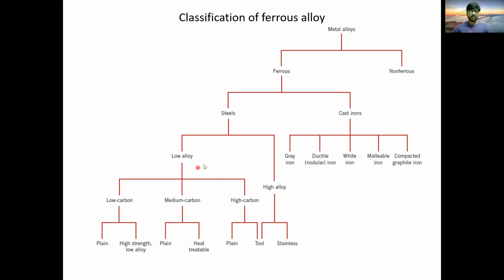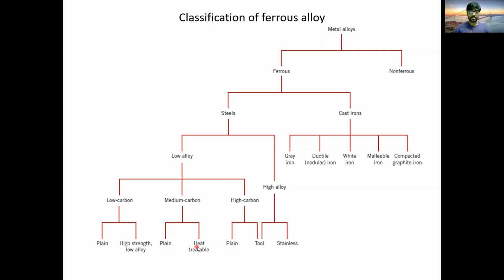The low alloy steels are also classified into three divisions: low carbon steel, medium carbon steel, and high carbon steel. Each of them is subclassified into two sections. Low carbon steels are divided into plain low carbon steels and high strength low alloy steels, which can be formed by heat treatment. Similarly, medium carbon steel is also divided into two classes.